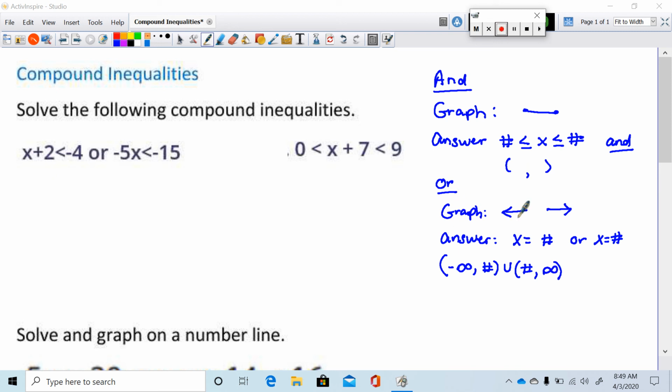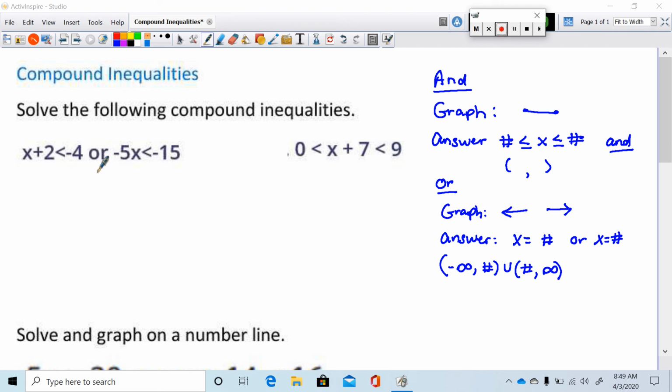In an or situation, the graph is separated, it's apart, and the answer could be a couple of different ways. It could be an equation separated by the word or. Using interval notation, it's negative infinity, a number, union with a number, and positive infinity. So when I solve these, I'm going to give the answers in the various ways that you can write them so that you're familiar with all of the different ways you could write the answer.